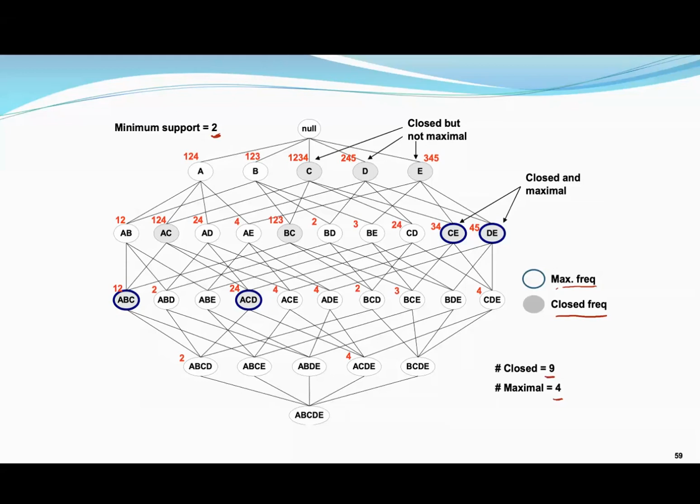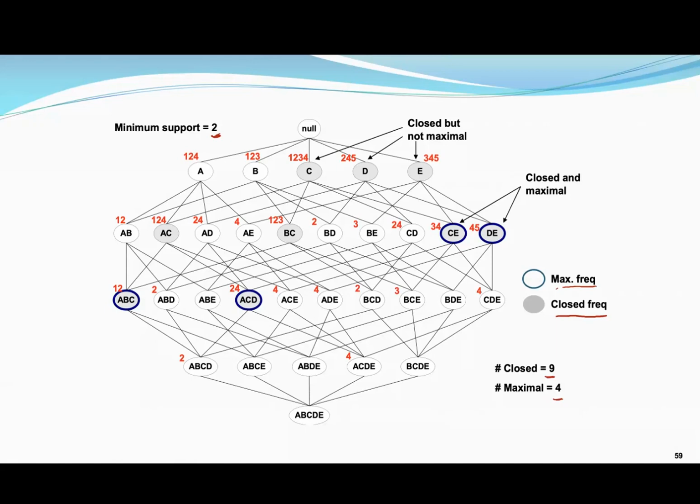So what do we need in order to represent the whole table of frequent item sets and the support counts? Interestingly, it is the following. First, we need to know which item sets are maximal frequent. In this example, I need to know that CE, DE, ABC, and ACD are maximal frequent. The second thing that we need to know is the support counts of all the closed frequent item sets. That is, I need to know the support count of all the shaded nodes.